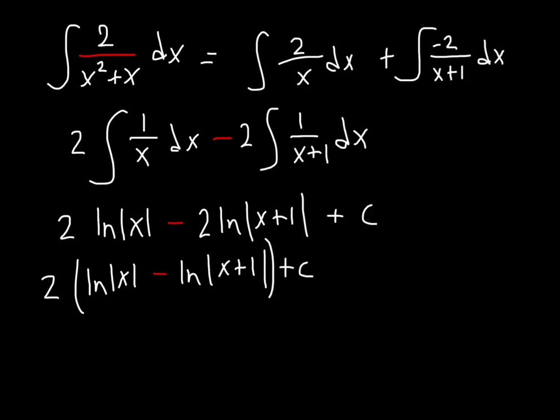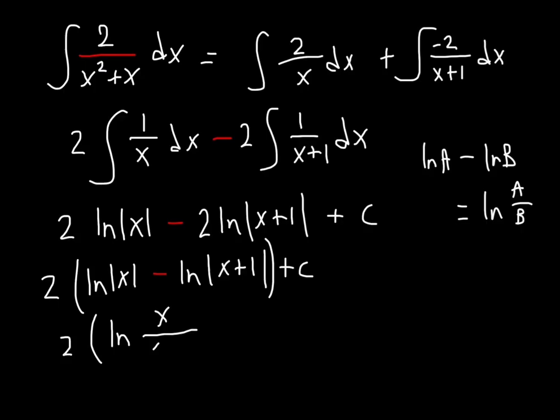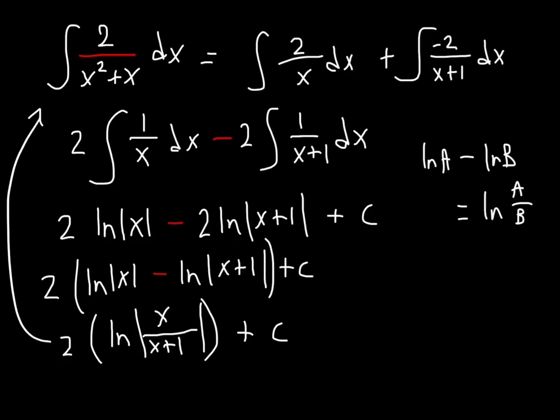And then we need to use the property of logs to combine them into one big log. This will be 2 times ln of, because there's a subtraction there, we need to use the quotient rule for the log. So log of a minus log of b is simply log of a over b. So it's going to be x over x plus 1 with that absolute value, plus c. This is the antiderivative of this function.